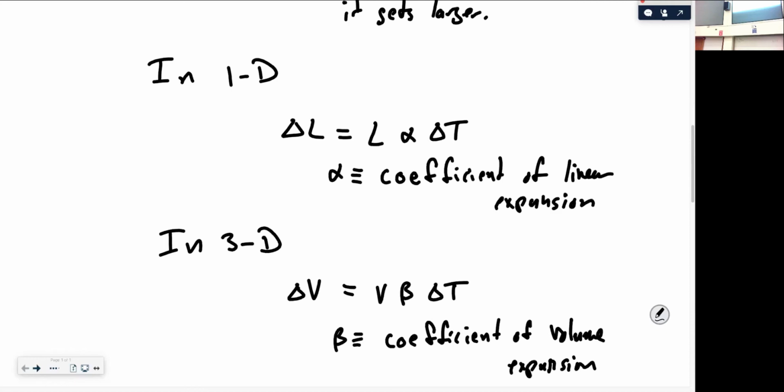Very wrong. Anybody spot it? It screws the units up. Beta cannot be alpha cubed, because then it would have units of 1 over Kelvin cubed. That's the tempting thing to want to do. You want to get beta from alpha, just cube it. That doesn't work because it doesn't even have the right units. So it has to be something more. There's something more to it, and perhaps there's a 3 involved.